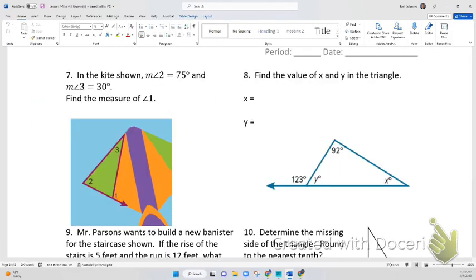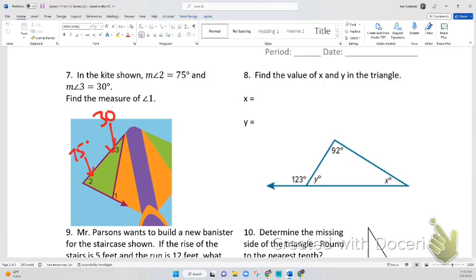All right, so for number 7, it says, in the kite shown, the measurement of angle 2 is 75 and the measure of angle 3 is 30. So measurement of angle 2, 75. I'm going to put a 75 right here. And then for angle 3, it is 30. 2 ways of doing this one.